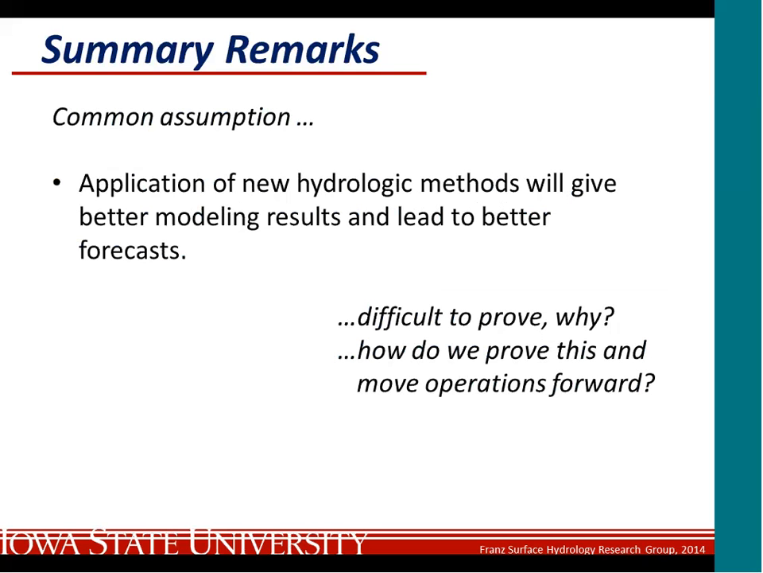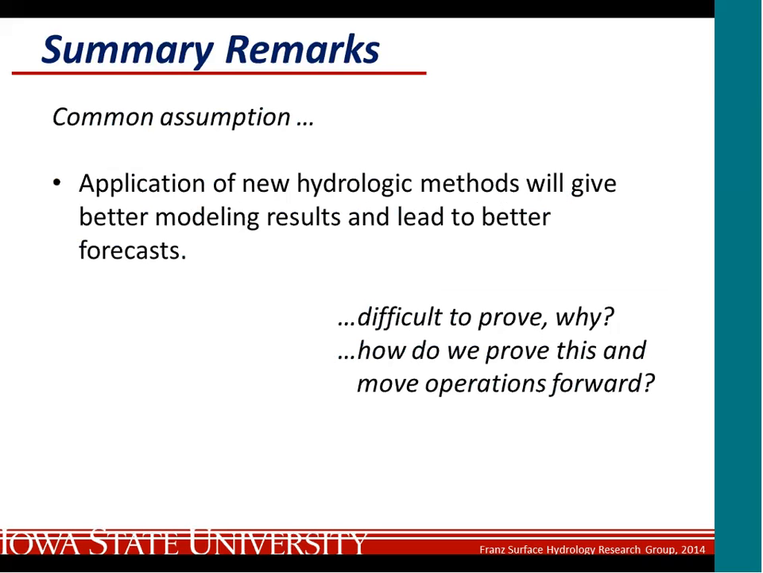So I just want to conclude with this note here that oftentimes we assume that if we just have better models, better data, better methods, and we can improve our hydrologic simulations, that's automatically going to lead to better forecasts. And as I go through my work, I'm finding more and more that that's really hard to prove. It's really hard to come up with examples where we're improving the forecast through these advanced methods. And the big question is why?